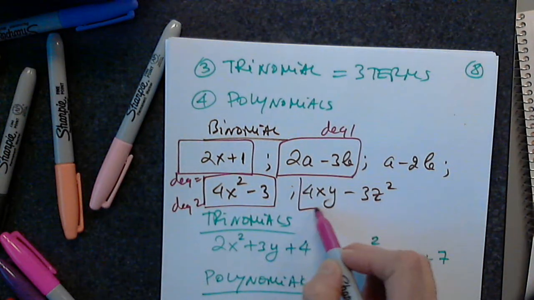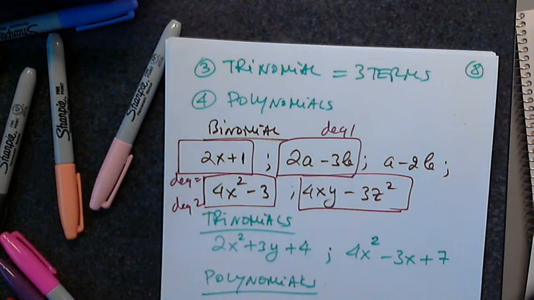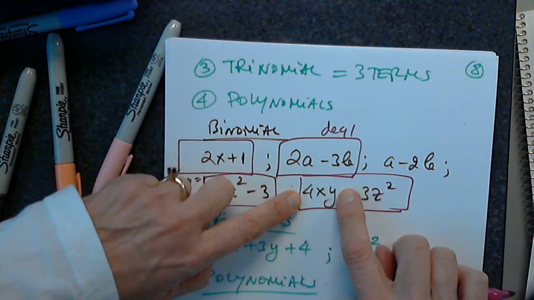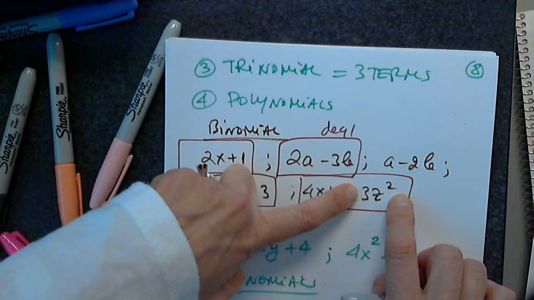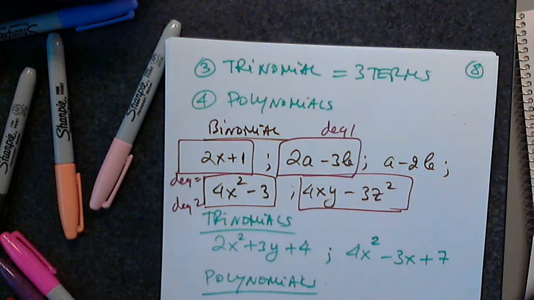Last one. What is the degree of this monomial? 2. Yes, awesome. What is the degree of this monomial? 2. What is the highest number between 2 and 2? 4? No, 2.